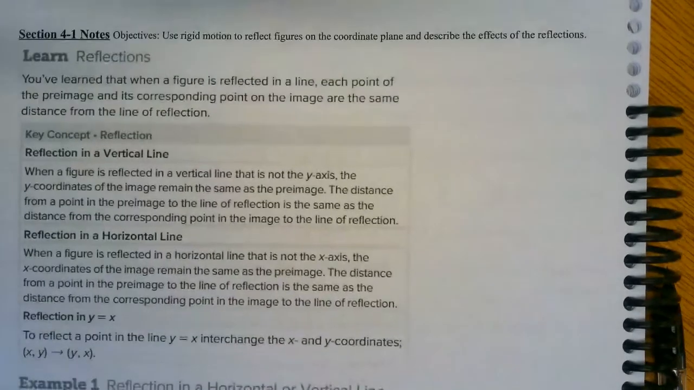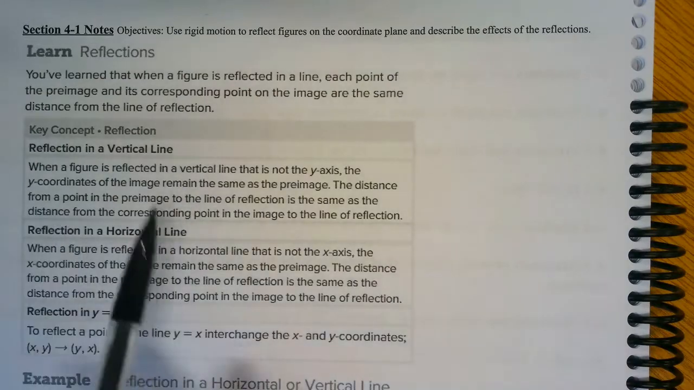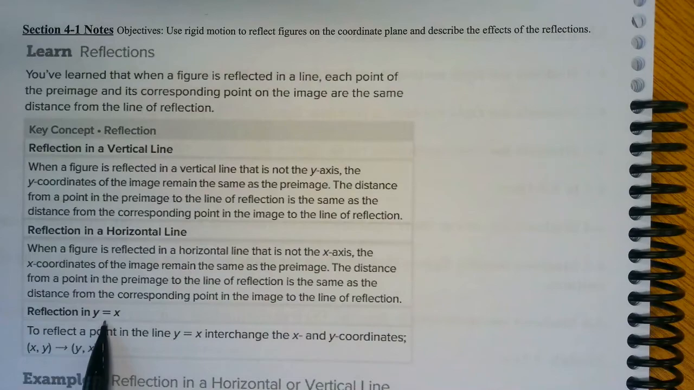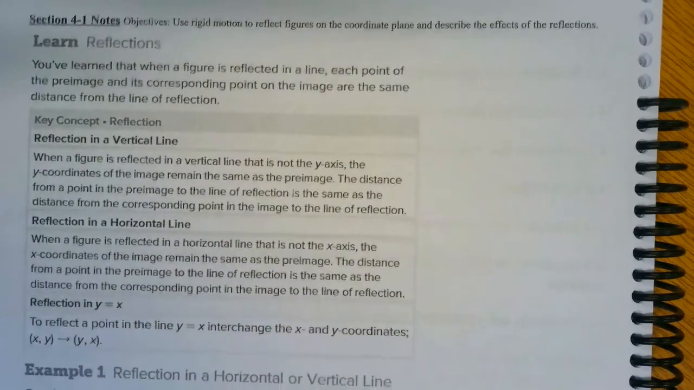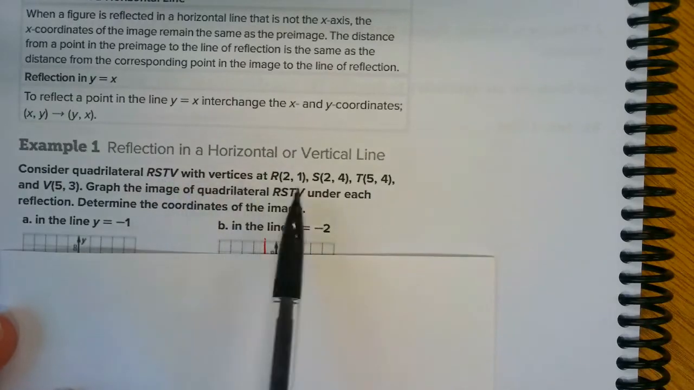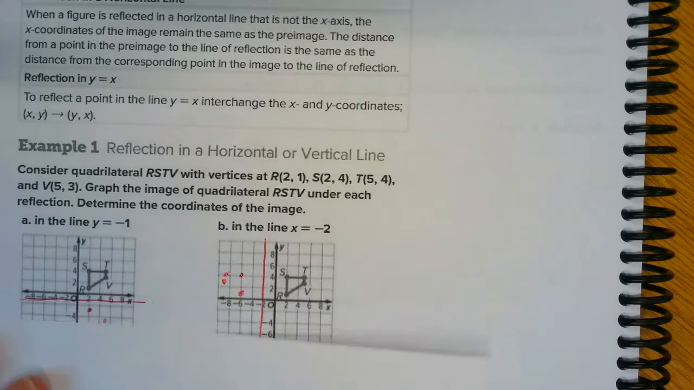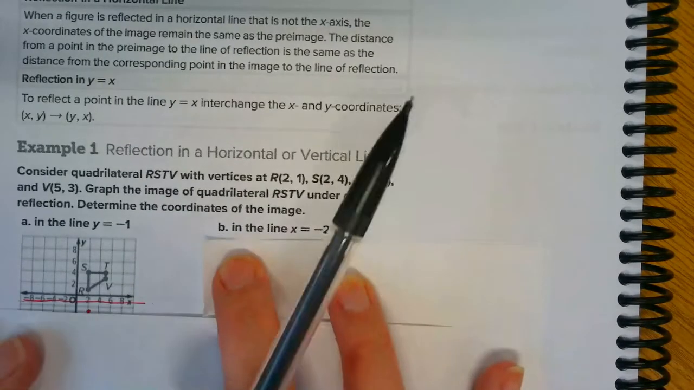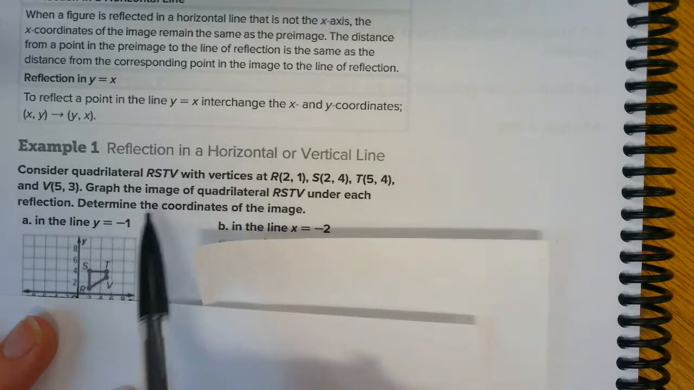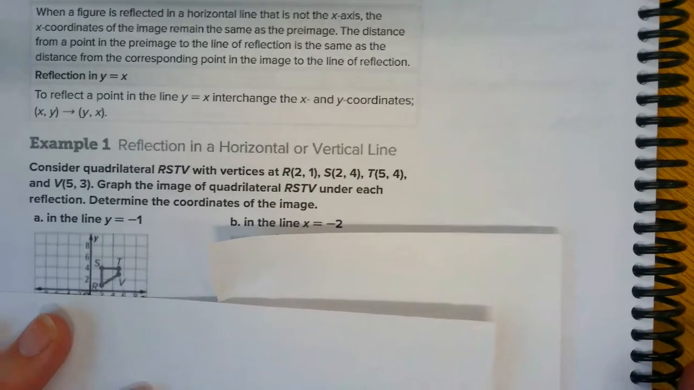In section 4.1, we're going to focus on completing reflections. We're going to reflect across a vertical line or horizontal line, and then this line, y equals x. So in the first example, they give us this quadrilateral that has these vertices, and that is what I went ahead and plotted, or this one was already plotted for me. It asked me to graph the image under each reflection and then determine those new coordinates.